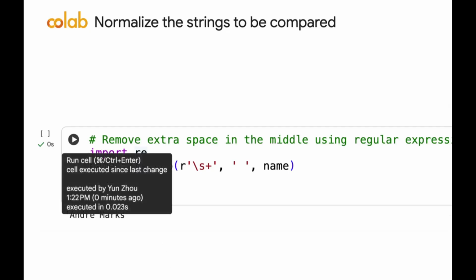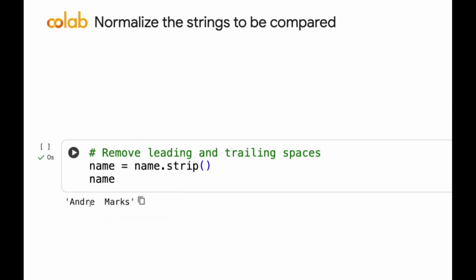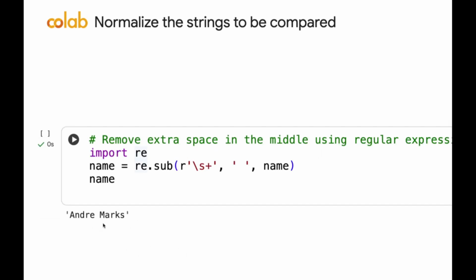Now, quickly compare with the previous case. Andre marks the two white spaces between the first and last name, and now there's only one white space, right? The regular expression simply serves the purpose of matching two or more white spaces and replacing them with one single white space in the variable name, okay? So that's how it works out.